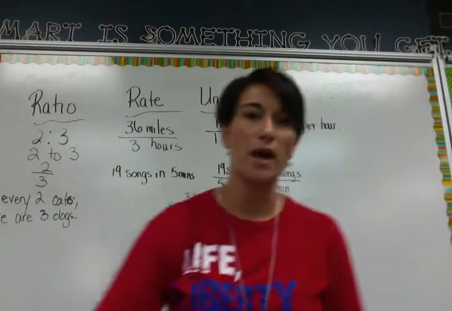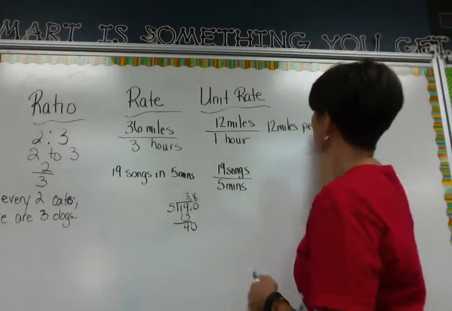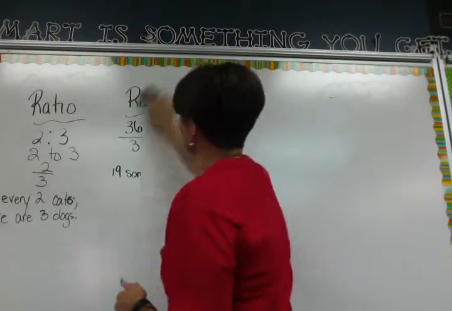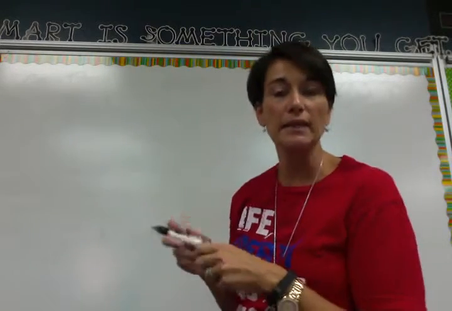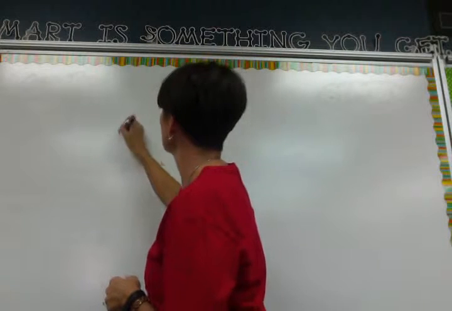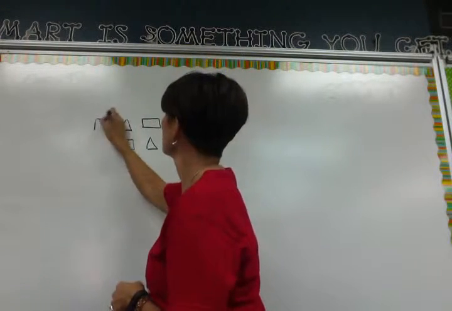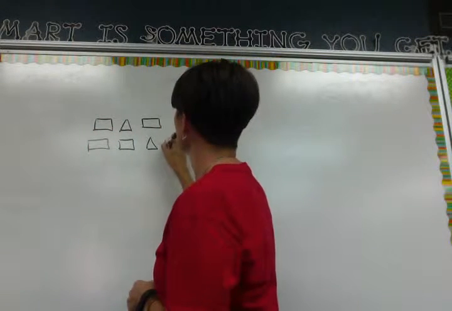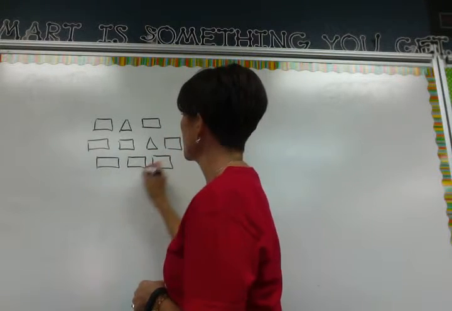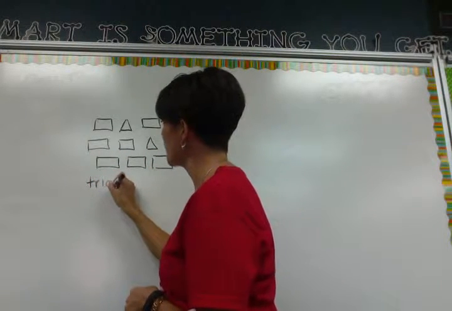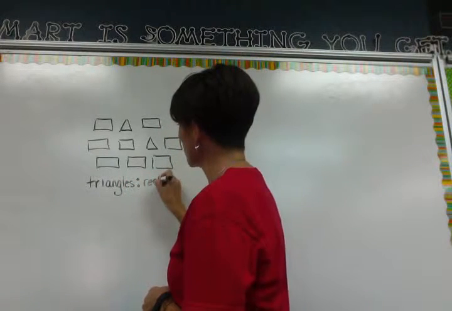So let me just give you a couple of examples. One example of how we figure out what a ratio is. So let me erase this really quick and we'll do an example. All right, so I'm just going to draw a simplistic image. So let me just draw this here. And I want you to write the ratio of triangles to rectangles.